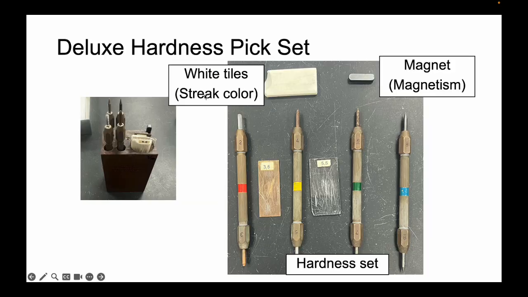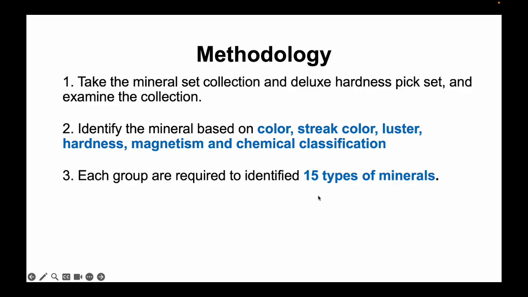Next, you will have the deluxe hardness pick set. This set consists of white tiles, which we will use to identify the streak color. Second, they have the magnet that we will use to identify the magnetism. And the third, you will have the hardness set tools that we will use to identify the mineral hardness.